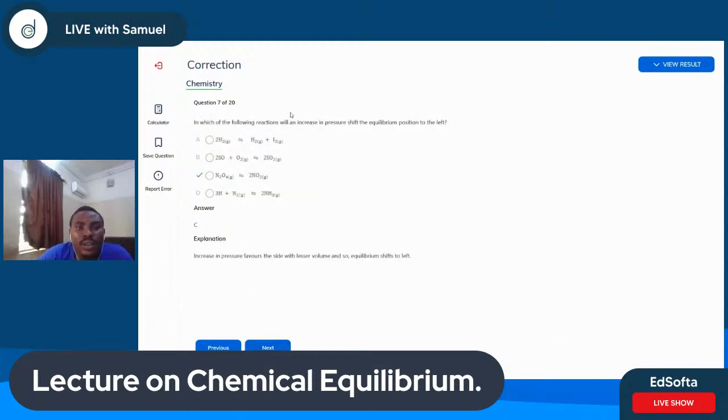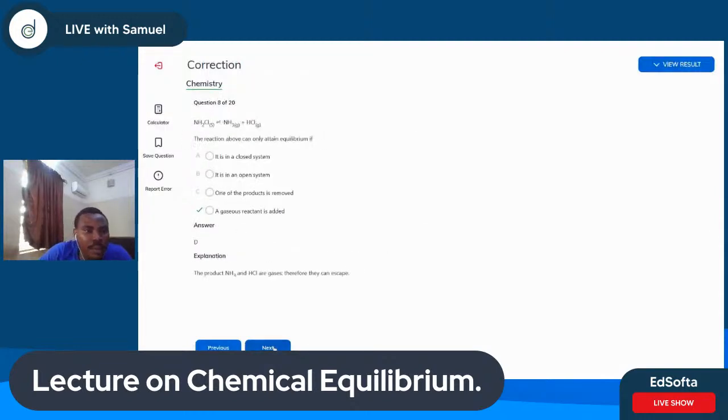Which of the following reactions will an increase in pressure shift the equilibrium position to the left? Now look at this. This is 2 volume. This is low volume. So the answer is N2O4. This is because this side has the lesser volume, and equilibrium will move towards the side with lesser volume if there's an increase in pressure, from what we discussed earlier.